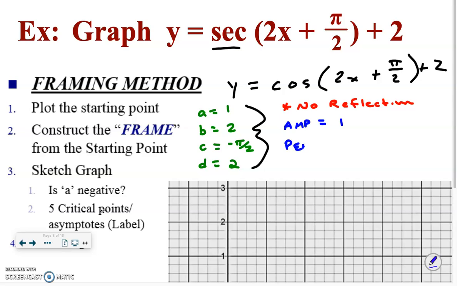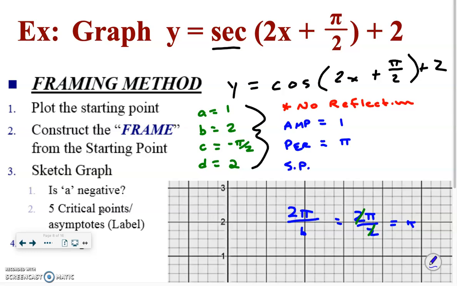My period, remember the way that we find the period is 2 pi divided by B. In this case, B is 2, so 2 pi divided by 2. We're going to notice that those 2's definitely cancel out, and we have pi remaining. So the period is pi.